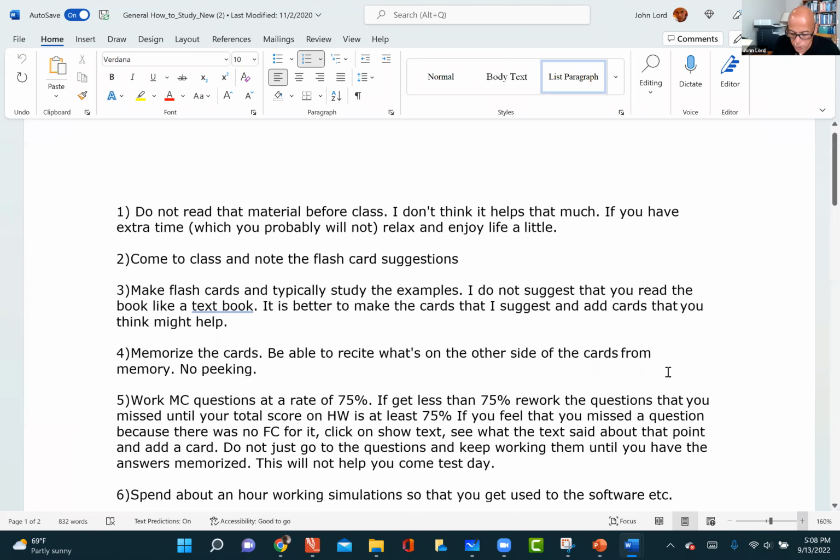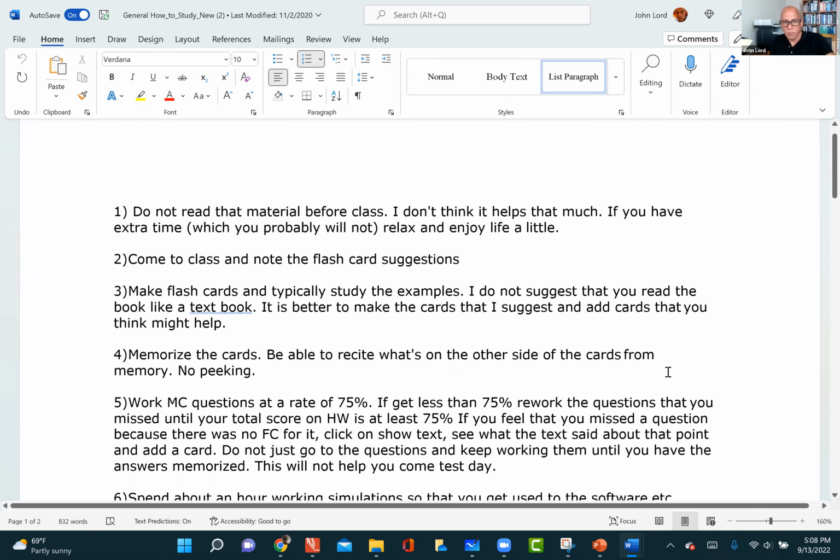So I don't really have an expectation that you will do advanced reading in this class. I don't think it helps you much, and you're going to be preparing for the exam more by interacting with the homework questions that we have embedded in the software. So the important first step, as you have accomplished here today, is to come to class.